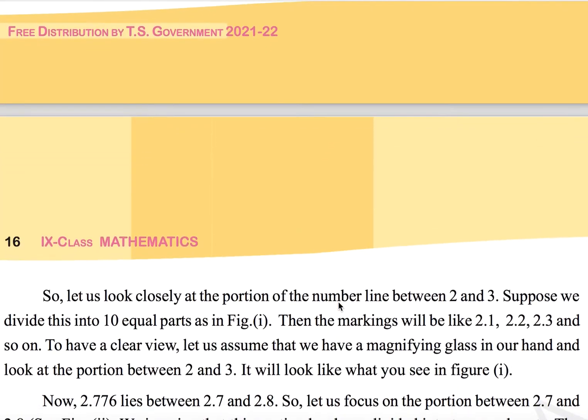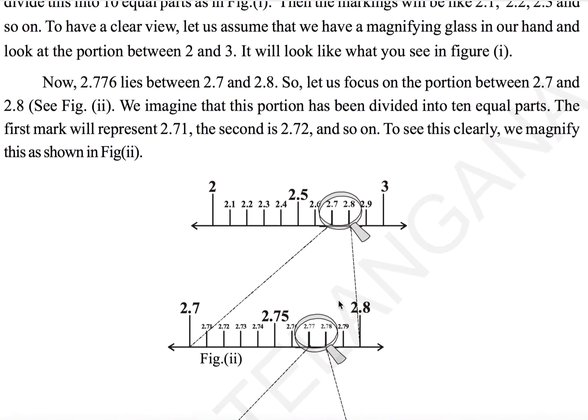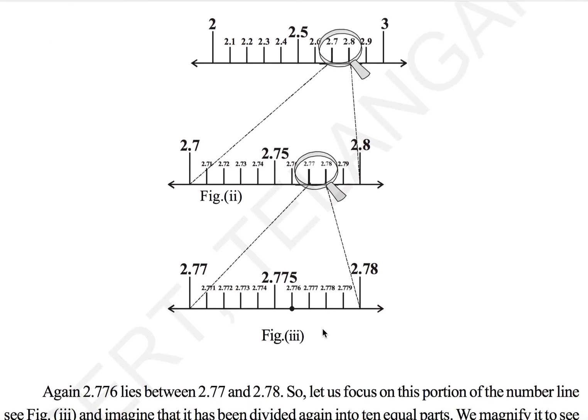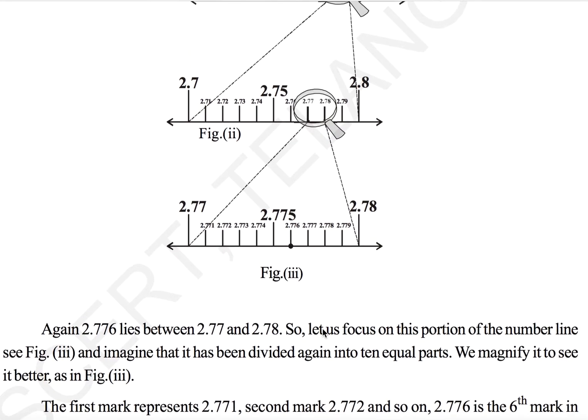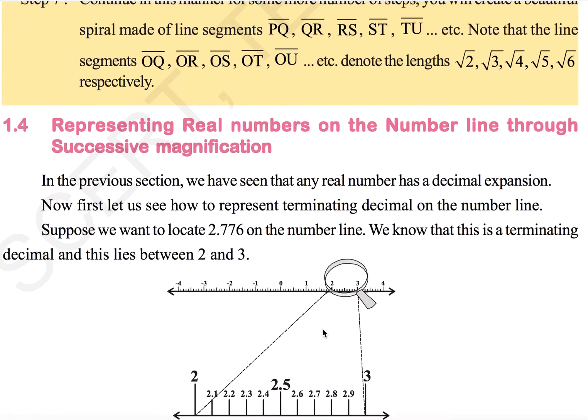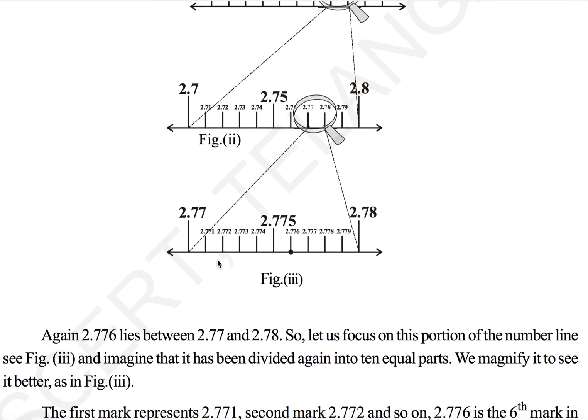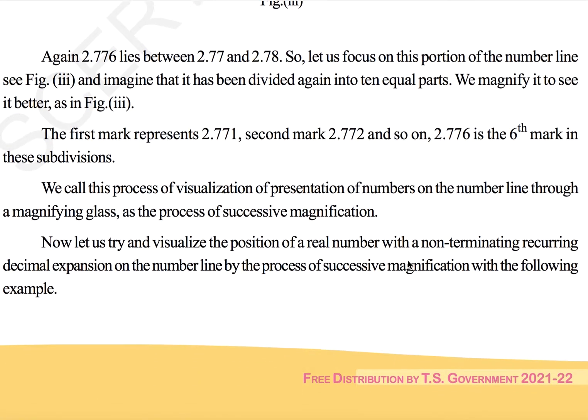So magnify 2.7 and 2.8. Then this is how it will appear. Now this lies between 2.77 and 2.78. Now magnify 2.77 and 2.78. What is the value? 2.776. So now you can easily indicate 2.776. That is here.